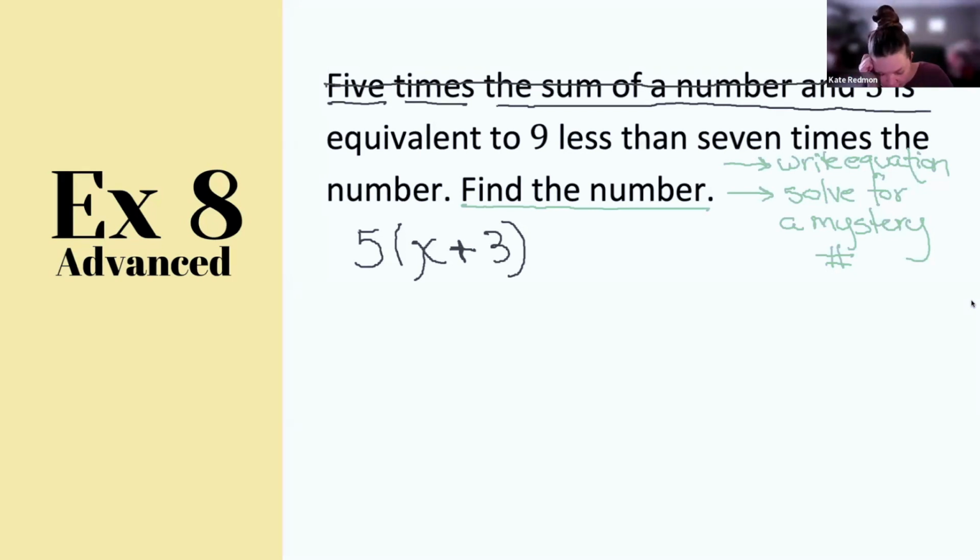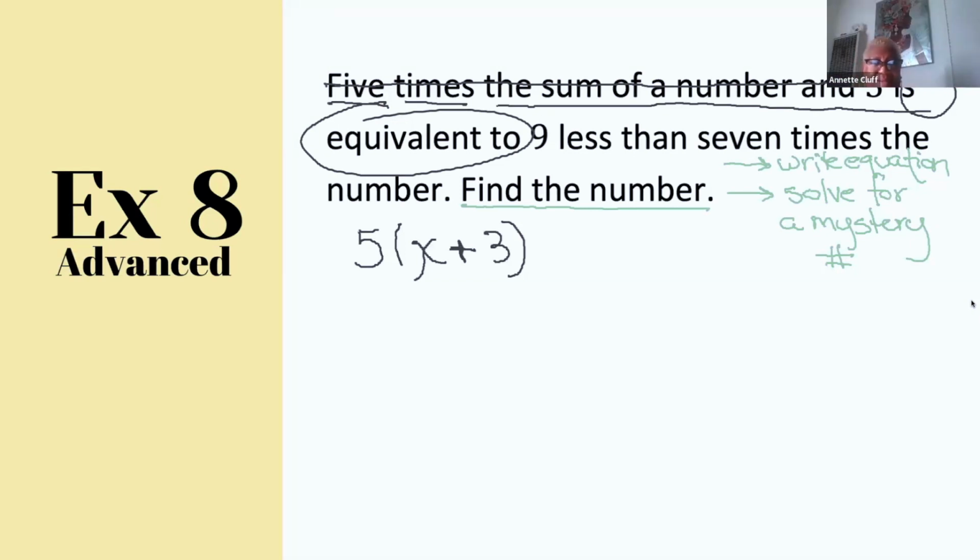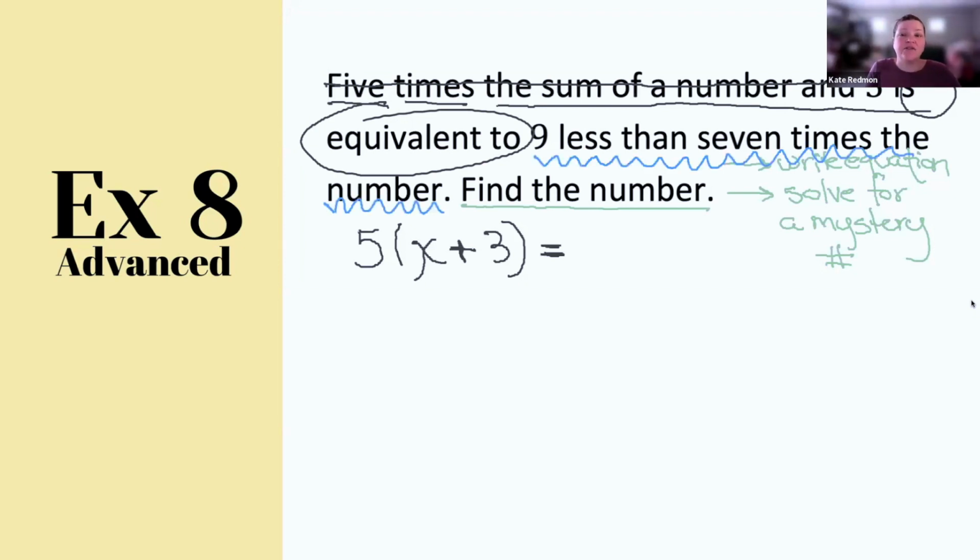Now look at this. Is equivalent to. What symbol are they saying to me? The equal sign. Now, here's where the trick is. So warning, warning, warning, watch out. 9 less than 7 times the number. That's what we want on the other side of the equal sign. But a lot of students do this wrong. They say 9 minus 7 times the number. That's incorrect because 9 less than means you're actually subtracting the 9. You're taking 9 away from something. So flip those two for me.